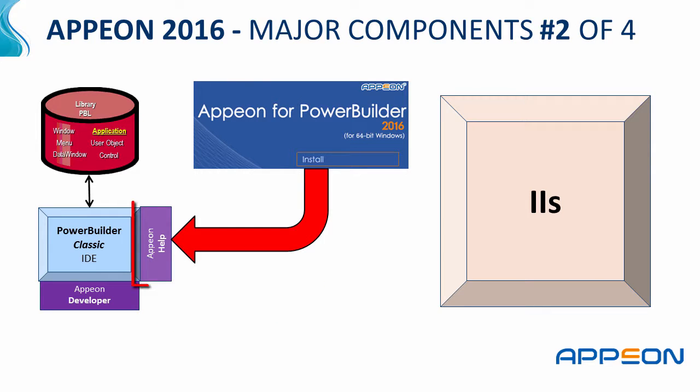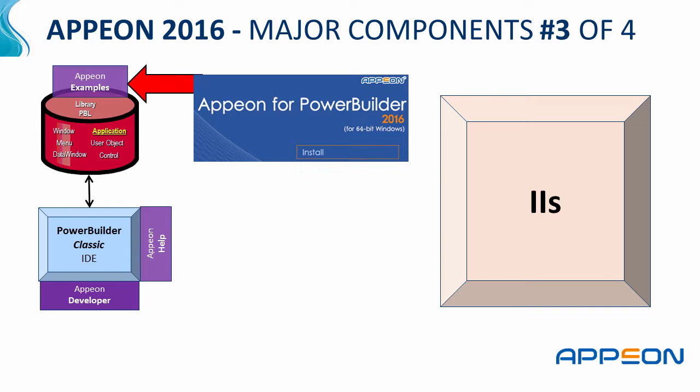The next piece is the Appeon integrated help. This is a great detailed piece of information about the Appeon Web and Appeon Mobile installation, configuration, development, and deployment. I would strongly recommend that you install that. The next one is an optional piece, which is the Appeon examples. Again, I would strongly urge you to install the examples because it's a great way to learn how to build Appeon web or mobile applications from the example. And it's also a great way to do a sanity test once you've completed the Appeon for PowerBuilder installation.